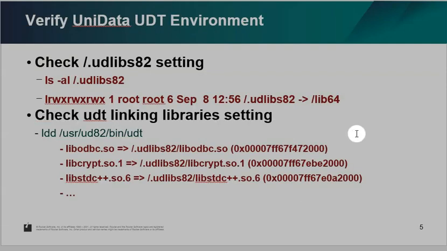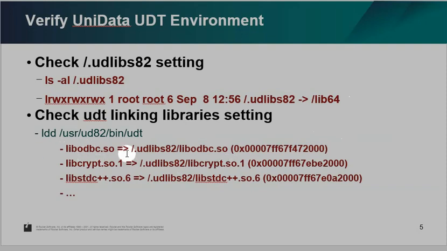After you run the relink, sometimes you can verify your setting. This one is very important for Unidata 8.2.3. You need to check where .udlibs points to. It should be lib64 or /usr/lib64. Then you can use a very useful command called ldd to verify your Unidata section, so you will know which library will be used.